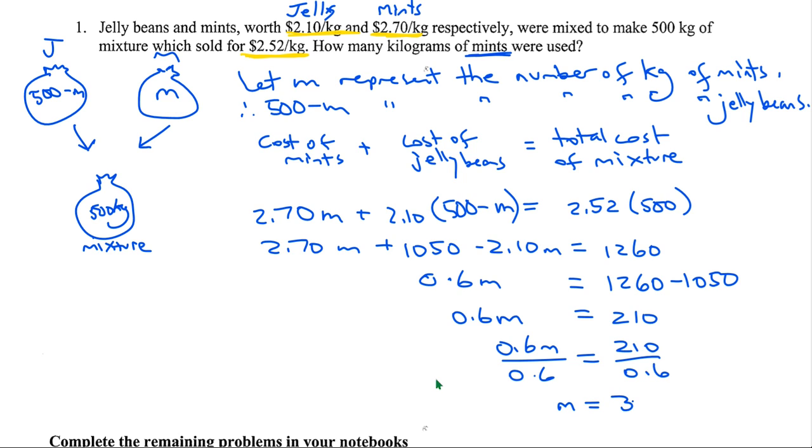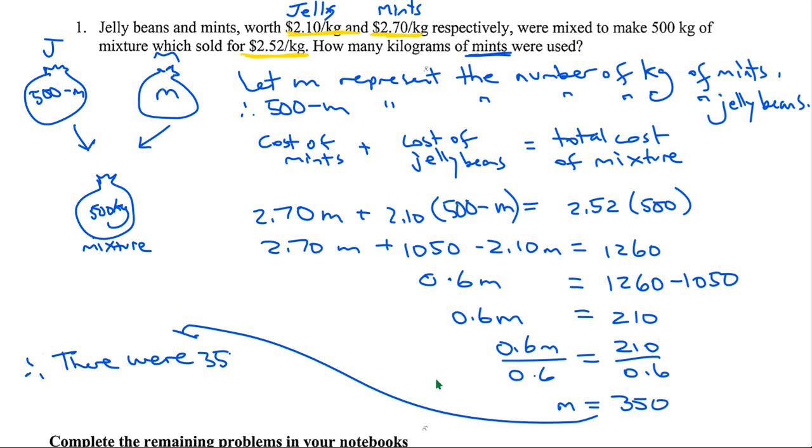M equals 350. And since the question only asked about mint, it didn't ask about both, I don't need to answer about both. So I can just say therefore, there were 350 kilograms of mints used.